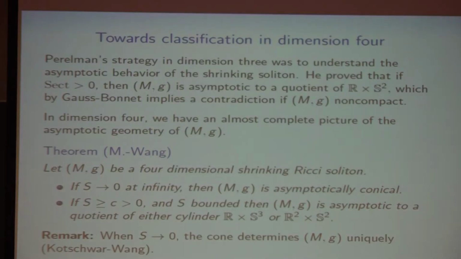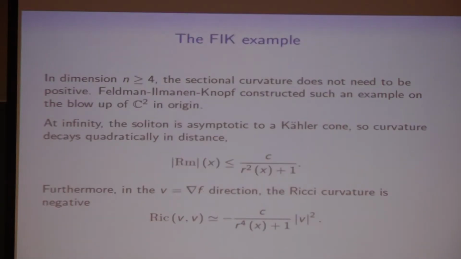This is only in dimension 4. And in higher dimension, we cannot do any of this. It may be true, but we have no idea how to do it. So in dimension 4, which I'll explain why, we can prove that if the scalar curvature decays to 0 at infinity, then the soliton is asymptotically conical. So exactly like in this case.